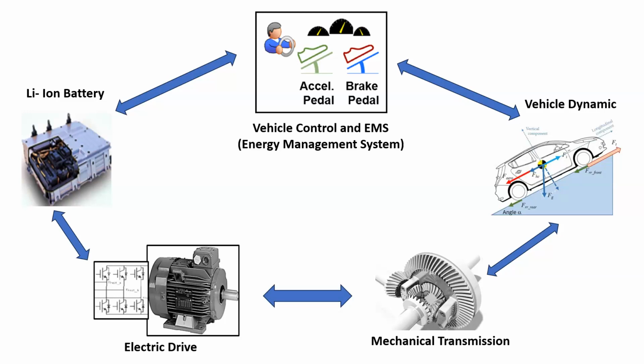Last but not least, the main part is the vehicle control and EMS. EMS stands for Energy Management System. All the control happening for our entire EV is done by this block, the vehicle control block, which is interconnected with all the components. Some signals go as input to this block, and 2 or 3 signals come out of it and are given as feedback to other components in the electric drive or mechanical transmission, so that proper control of the entire vehicle happens.